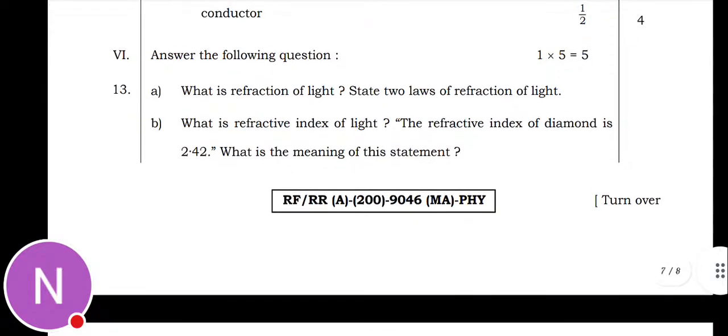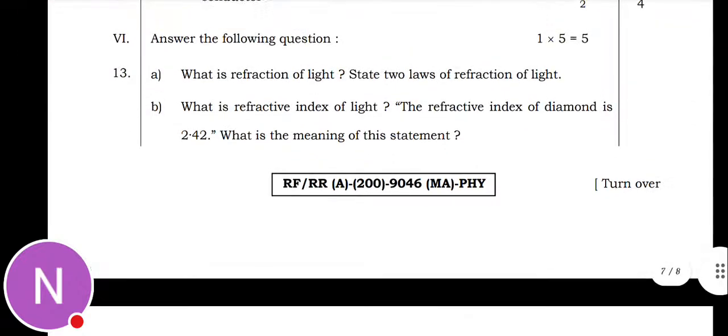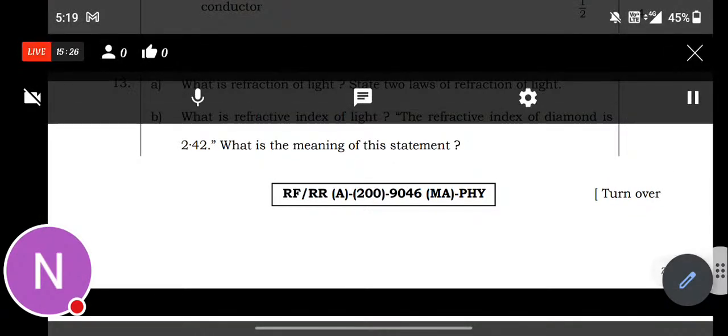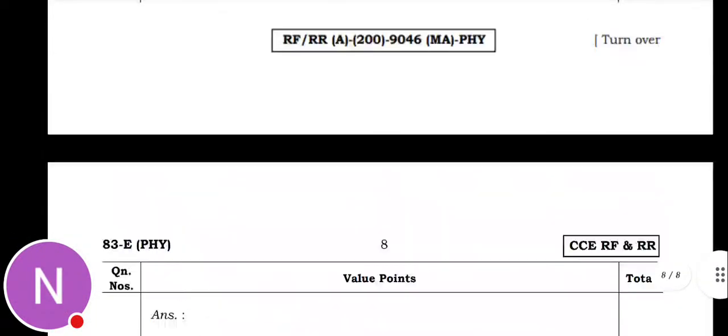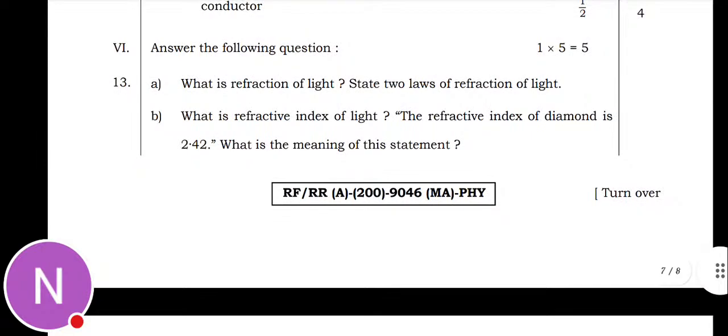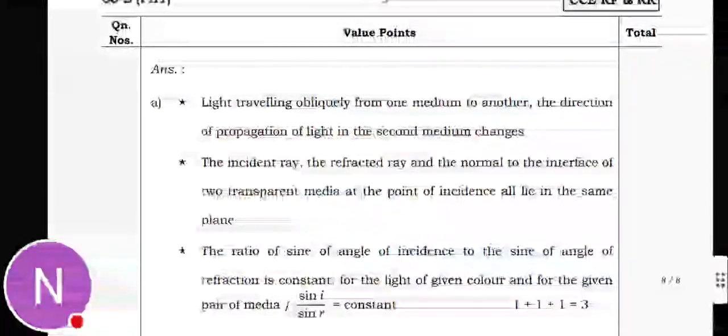Next, the 13th question, 5 marks. Here they have asked: A, what is refraction of light? We have to state two laws of refraction of light. B, what is the refractive index of light? The refractive index of diamond is 2.42. What is the meaning of the statement? So two questions there. First, we have to write what is refraction of light and state the laws of refraction of light.